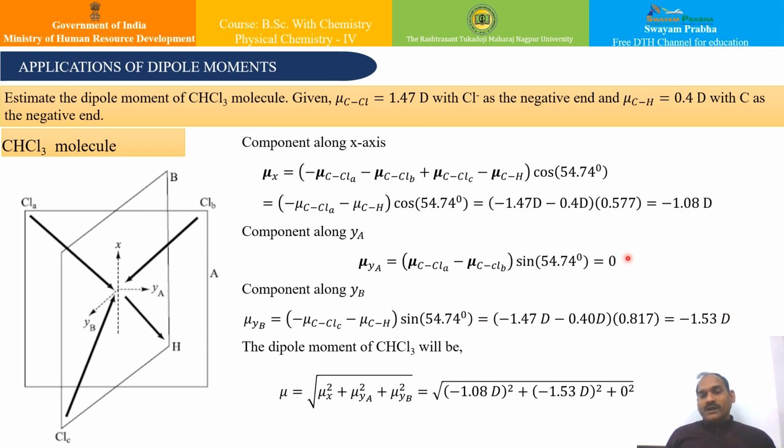So the overall dipole moment of CHCl3 will be mu equal to the square root of mu x squared plus mu YA squared plus mu YB squared. If I substitute the values, I get the dipole moment of this molecule CHCl3 equal to 1.87 D. So this way I can calculate the dipole moment of these molecules based on their geometry.